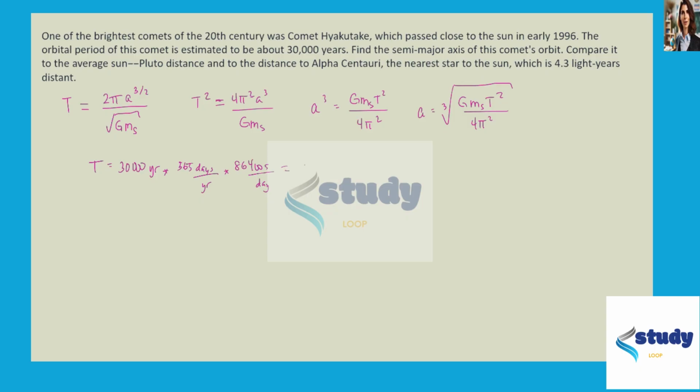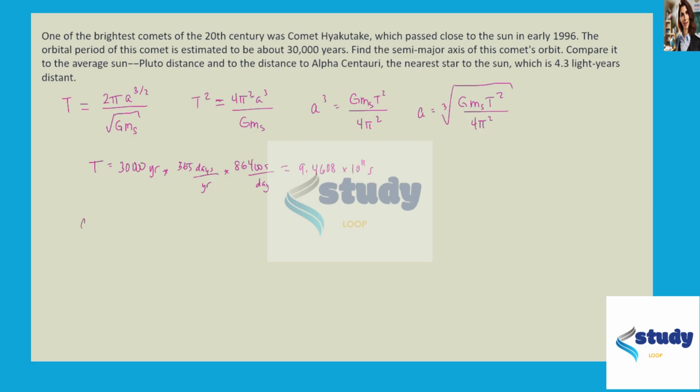And we get 9.4608 times 10 to the 11th seconds. I like to keep some extra decimal places when I'm doing my calculation and then round at the end.